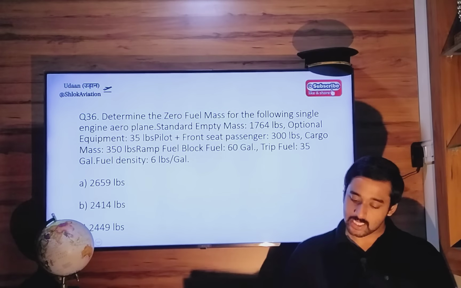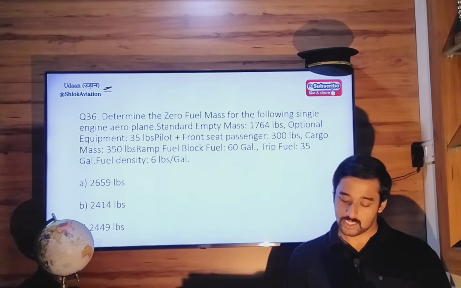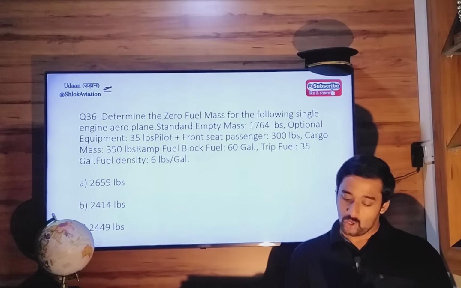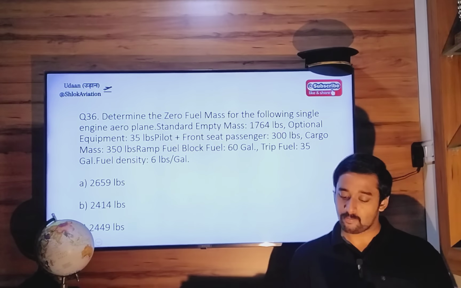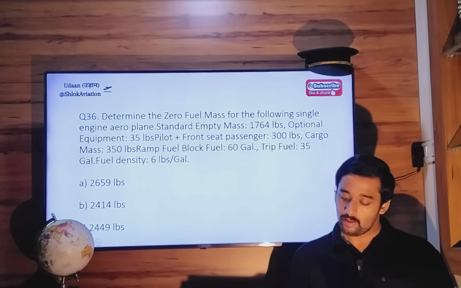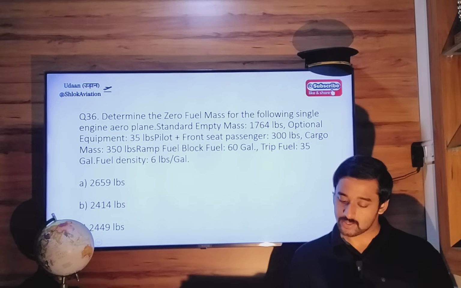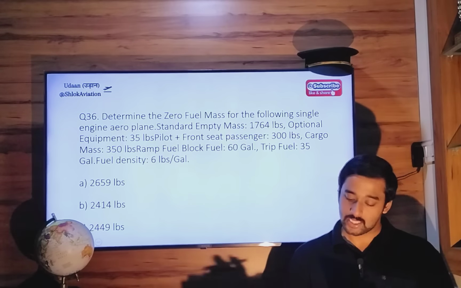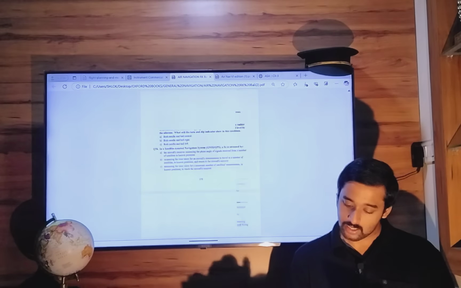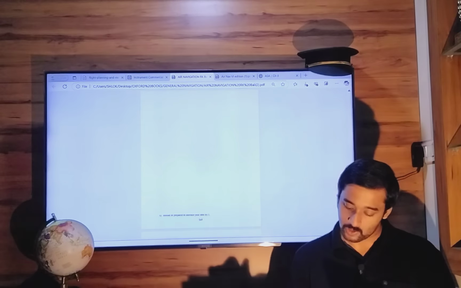Next, question number 36. What is zero fuel mass for the following single engine aeroplane? Standard empty mass is given. Optional equipment 35 pounds, pilot plus front seat passenger 300 pounds. Cargo mass is given. Ramp fuel, block fuel 60 gallons. Trip fuel 35 gallons. Fuel density is given. Let me check whether I have correctly written this question or not.